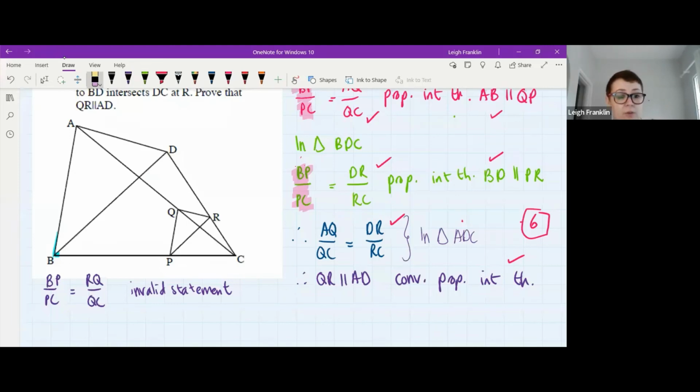You think he meant AQ? Yeah, if he meant AQ, then that's totally different, isn't it? AQ, ma'am, that's what I meant. Yeah, he meant if you write BP over PC equals AQ over QC equals DR over RC. I think that's what he means. Oh, is that what he's trying to say? Let me just write this down. So BP over PC equals AQ over QC equals DR over RC.